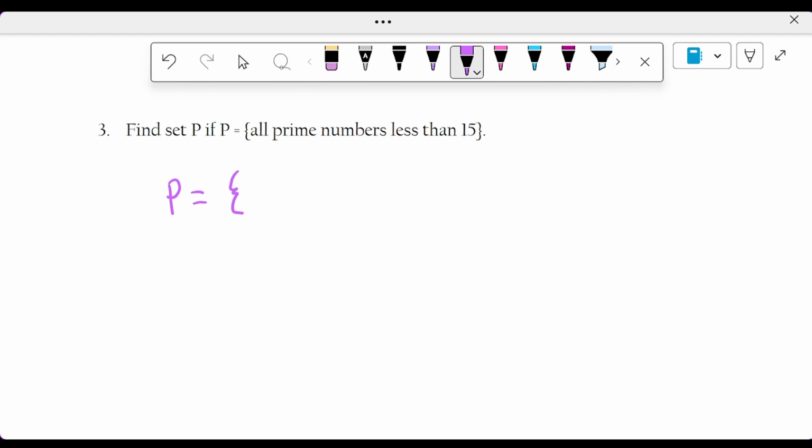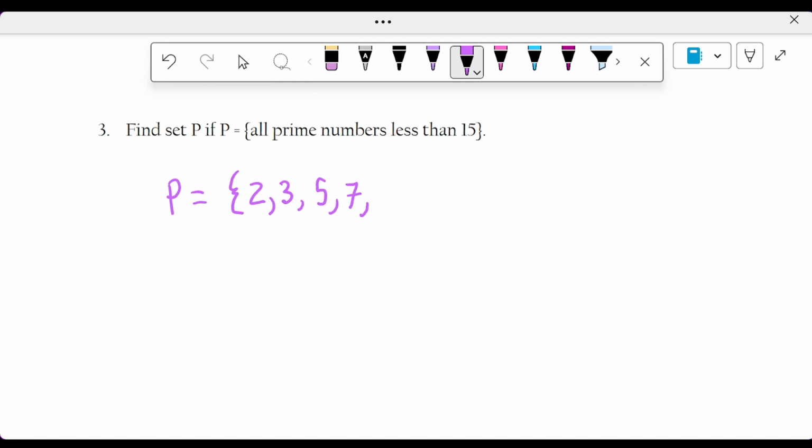2 is a prime number because it can only be divided by 1 and itself. 3 is also a prime number. 4 can be divided by 2, so it's not prime. 5 is a prime number. 6 can be divided by 3 and 2, so that's not a prime number. 7 is. 8 can be divided by 2 and 4, so it's not. 9 can be divided by 3, so it's not. 10 can be divided by 5 and 2.